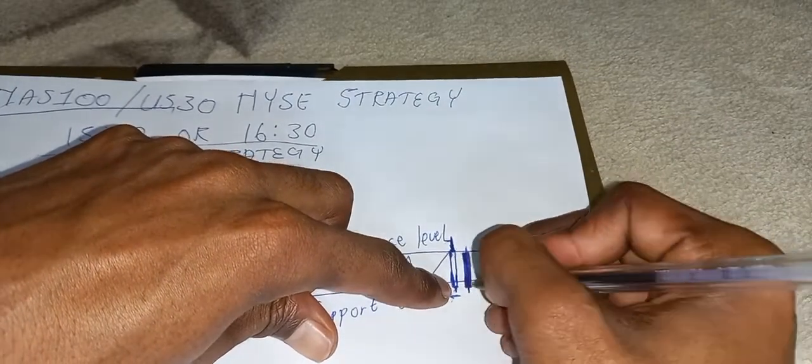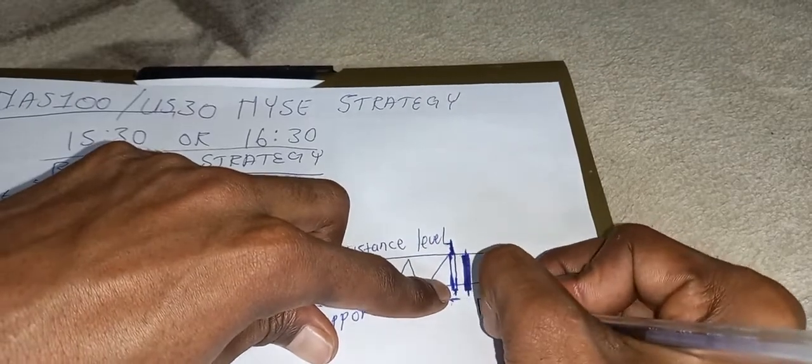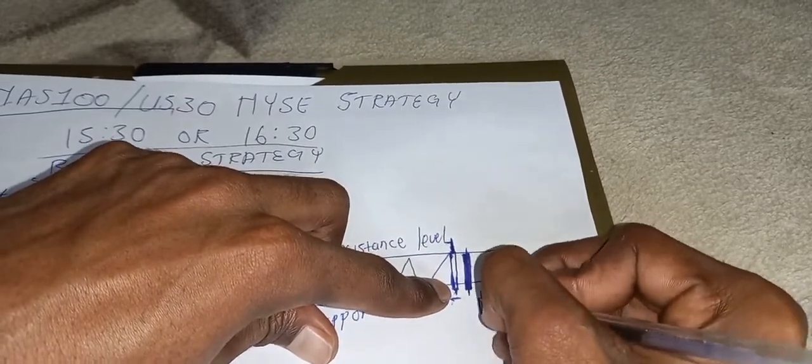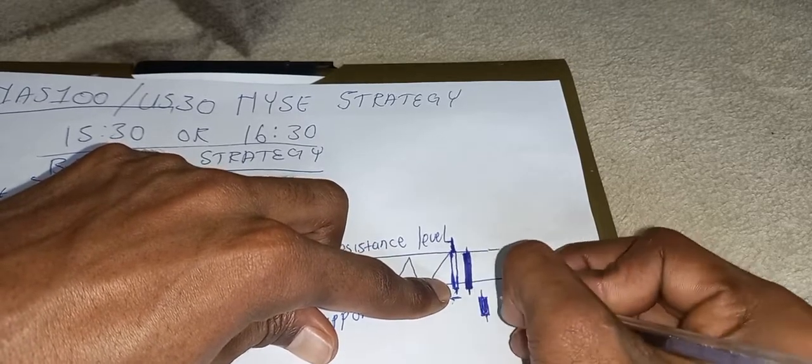And now you have another candle breaking below this level, breaking below your support level. Now we assume we're going to have another candle there. Then if you have another bearish candle there, what do you do? You sell.